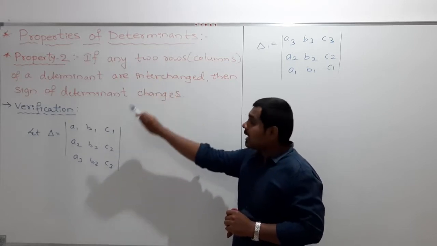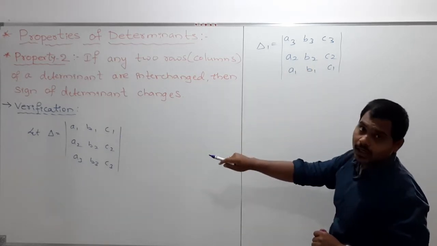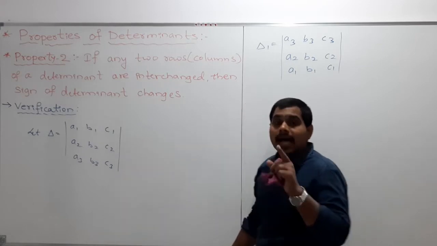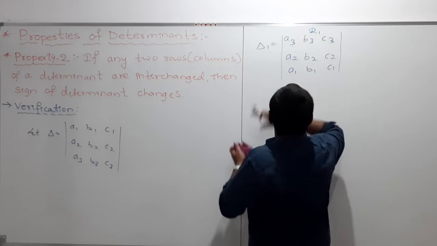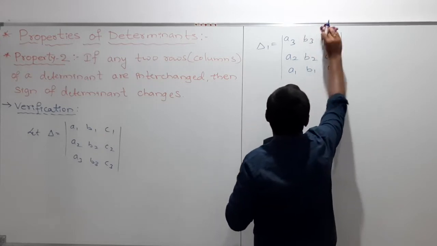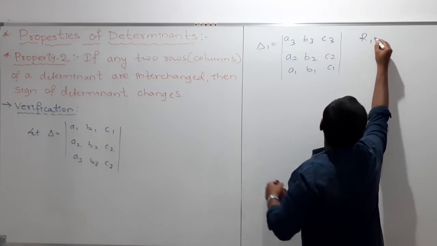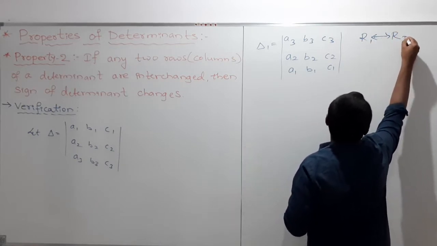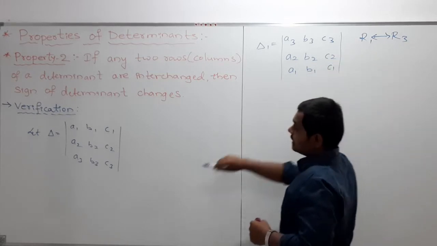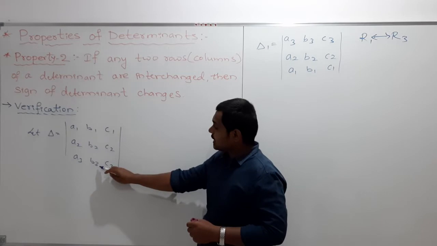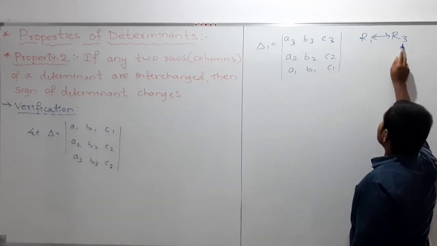to verify this property, I interchanged row 1 and row 3, and I'll write that here: row 1 interchanged with row 3. So symbolically we will write like this. Clear? I shifted row 1 here and row 3 here, and I am writing that symbolically like this: row 1 interchanged with row 3.